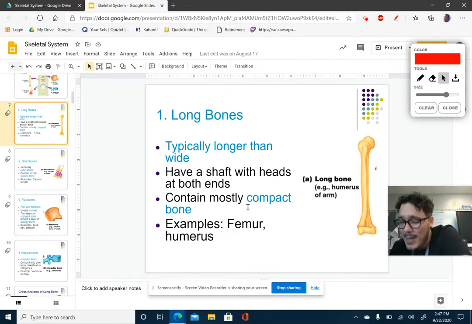It is mostly compact bone. That said, does that mean compact bone cannot be damaged? For sure. Compact bone can get damaged. It just depends on the bone. It depends on the injury. The femur, being one of the most dense bones that it is, is very difficult to harm.